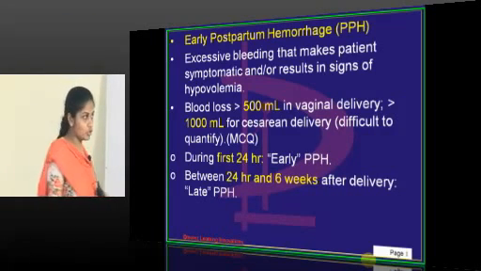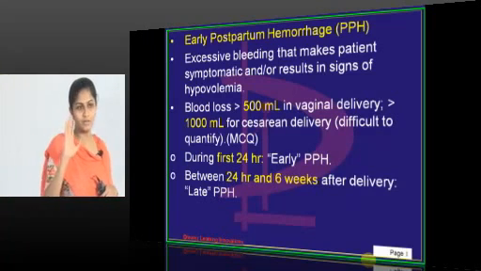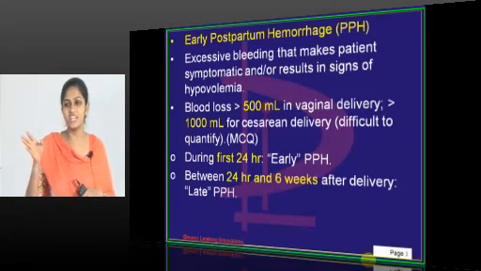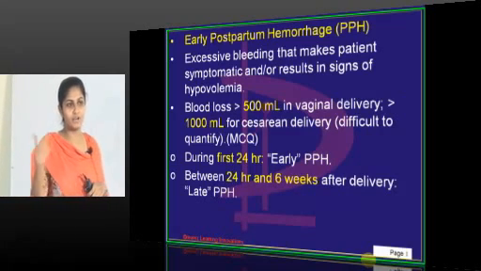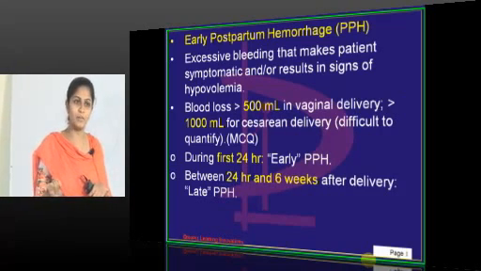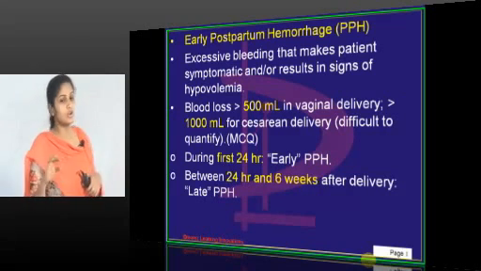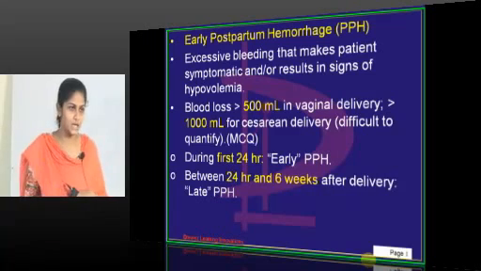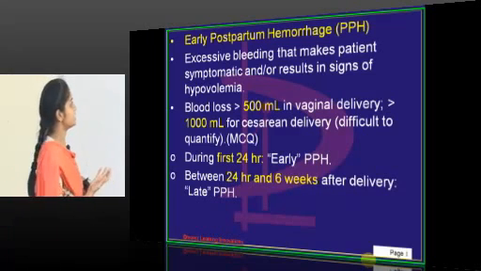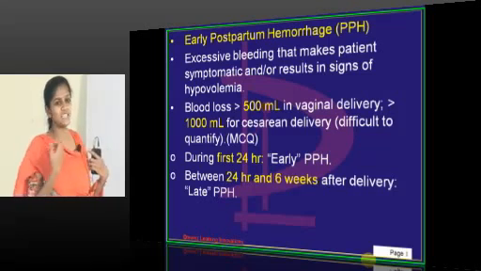So if it is without episiotomy, normally it will be around 250 to 350. With episiotomy, it will be 500 ml. Cesarean section, 1 liter. Whereas for cesarean hysterectomy, more than 1.5 liters. These are all the bits you need to remember. So normally, to call it a PPH, it should not be more than 500 ml in a case of normal delivery. In a cesarean section, it should not be greater than 1 liter. So if it is more than that, then we call it PPH.